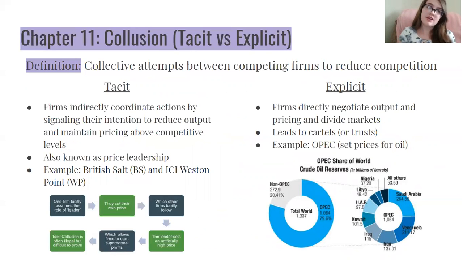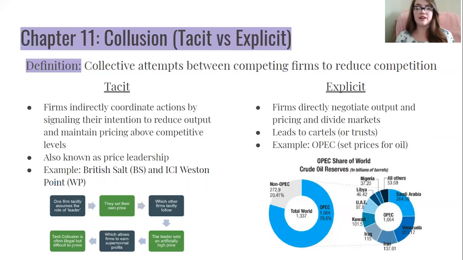So next, our third concept, collusion, comes from chapter 11, and it's defined as the collective attempts between competing firms to reduce competition. And collusion can either be tacit or explicit. Firms engage in tacit collusion when they indirectly coordinate actions by just signaling their intention to reduce output and also maintain pricing above competitive levels.